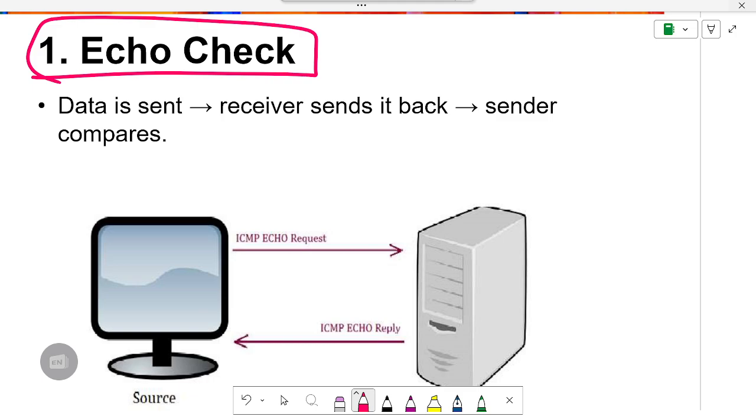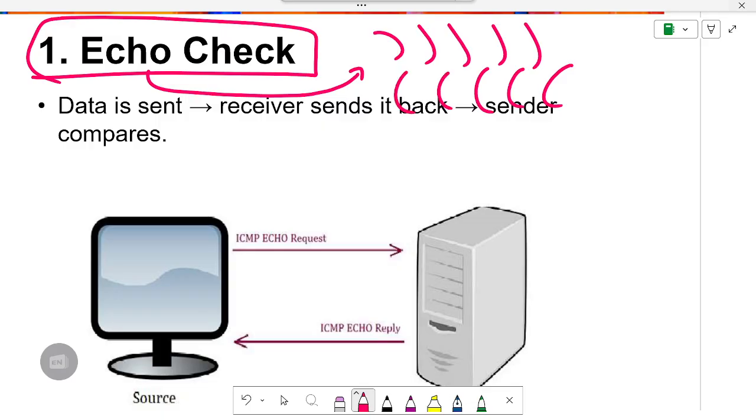Do you know this word echo? What does echo mean? Echo is when you have a sound, you say hello, and you hear hello, hello, hello, hello. This is called echo. It is when your data comes back. This is you send and then it goes back. This is called echo.